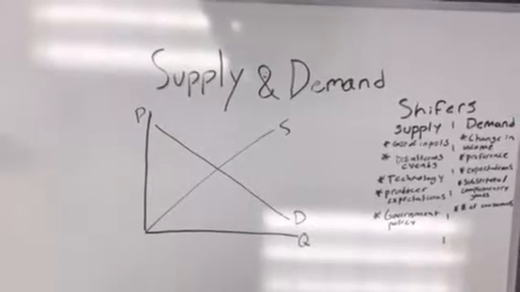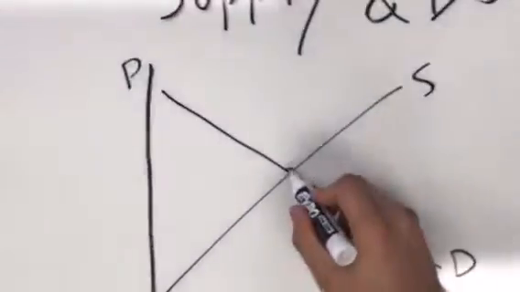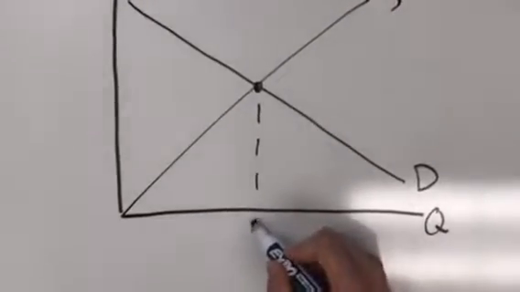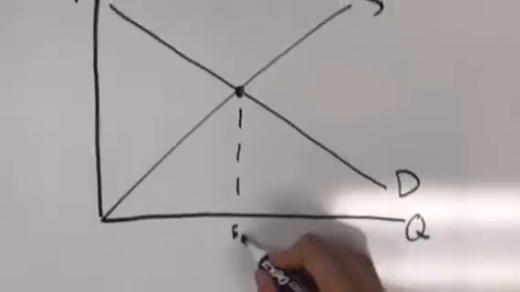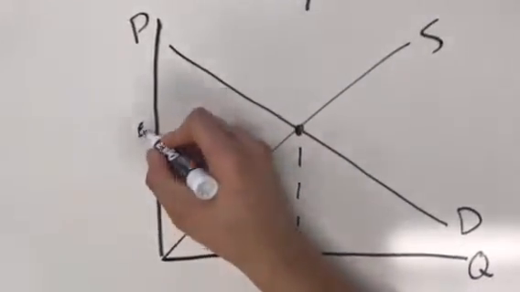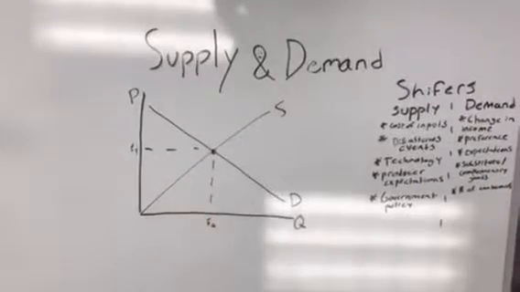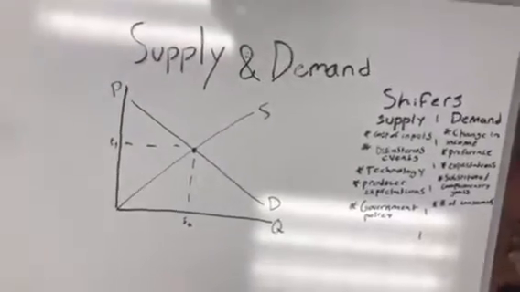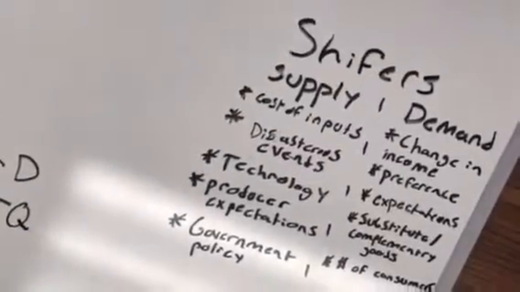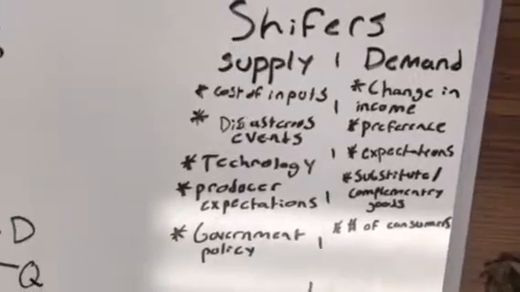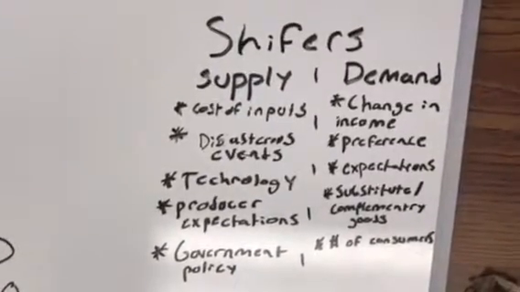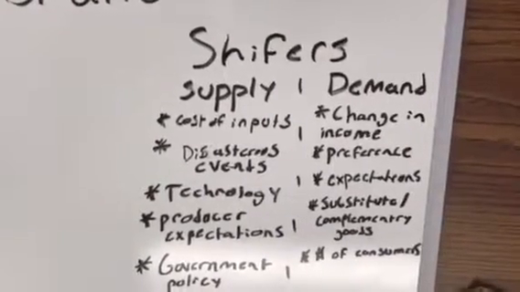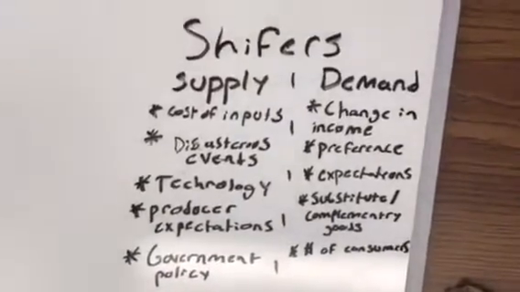Now, where supply and demand meet is the equilibrium, where it is most efficient for the price and quantity to be set. Shifters of supply include cost of inputs, disastrous events, technology, producer expectations, and government policy. Shifters of demand include change in income, preference, expectations, substitute and complementary goods, and number of consumers.